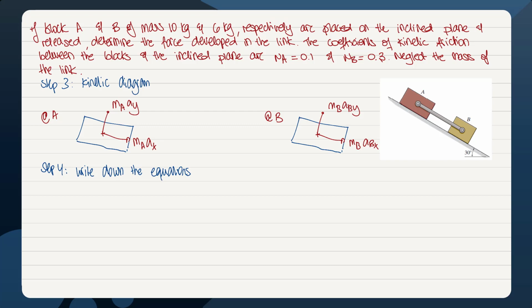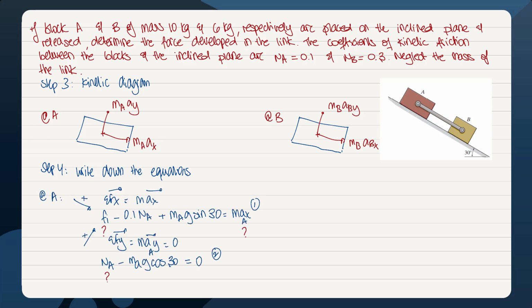So sigma Fx equals m a_x for A. Again, remember it's always good practice to draw the sign convention to avoid making mistakes. So we have Fi minus 0.1 N_A plus m_A g sine 30, which is the projection of the weight onto the new axis I have selected, is equal to m_A a_Ax.